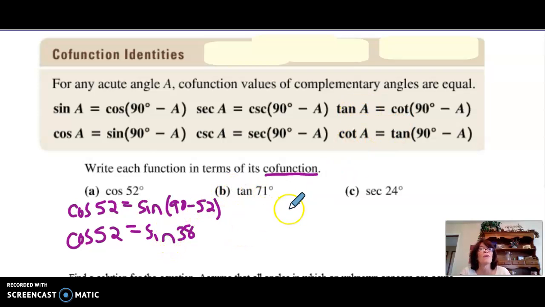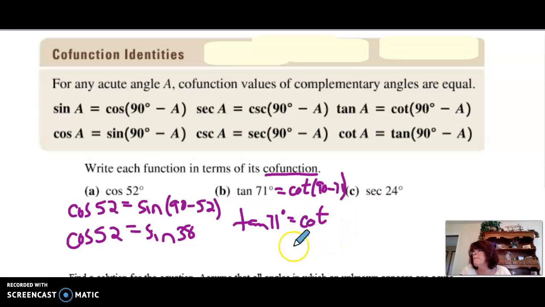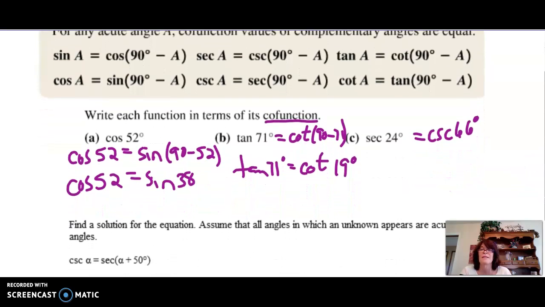Tangent and cotangent are cofunctions. So the tangent of 71 is the same as the cotangent of 90 minus 71. So the tangent of 71 would be the same as the cotangent of 19 degrees. And the secant of 24, we kind of know there are complementary angles now. So we're thinking, okay, 24 plus 66 is 90. So the secant of 24 degrees is the same as the cosecant of 66.